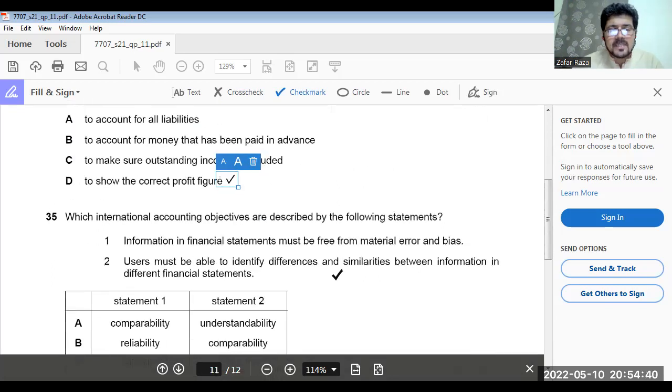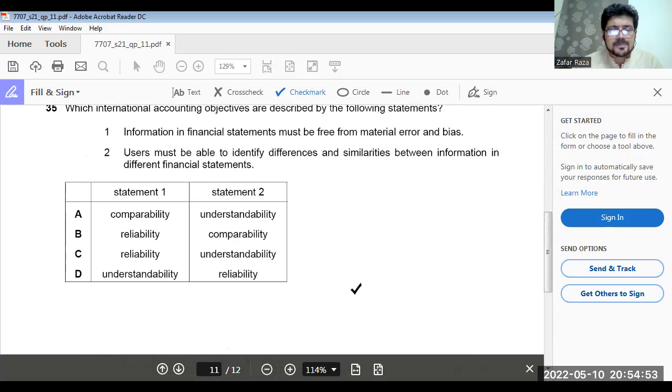Which international accounting objectives are described by the following statements? Information in financial statements must be free from material errors and bias. Users must be able to identify differences and similarities between information in different financial statements. Okay, now when we know that there is no error, the first information is reliability. So B or C option could be the answer. The first statement is for reliability, so the answer could be B or C. But the second statement is about comparability, so B option should be the answer. Getting my point clear?